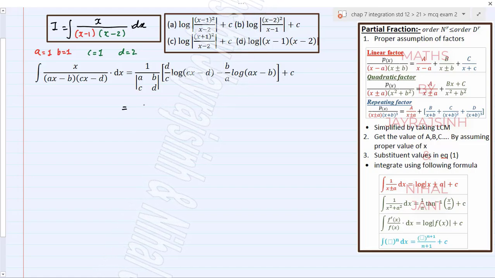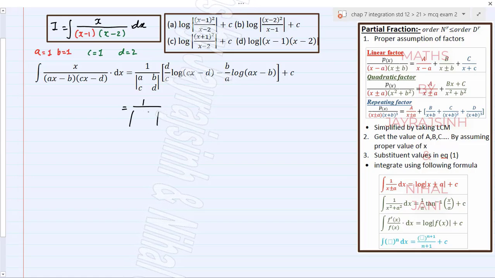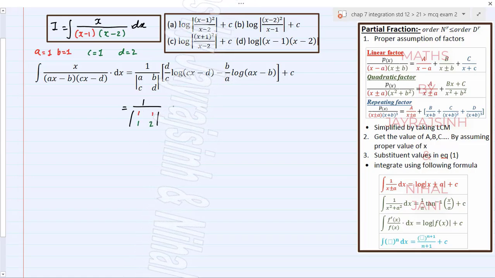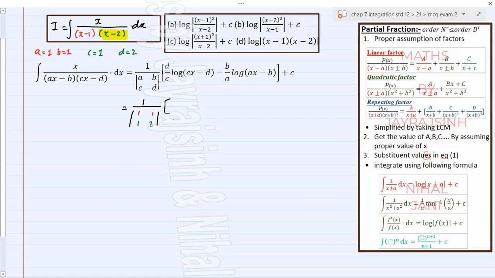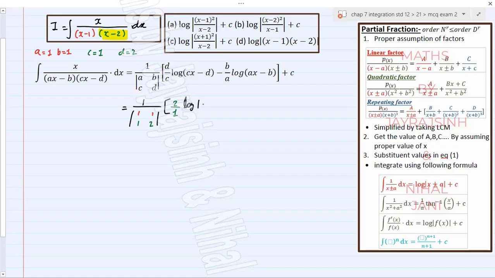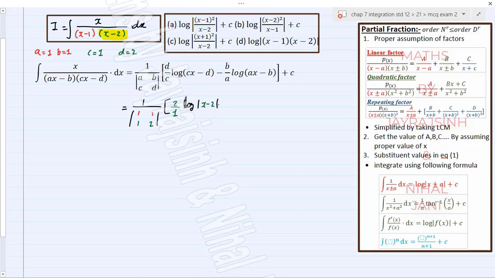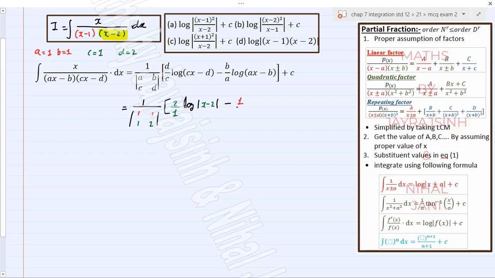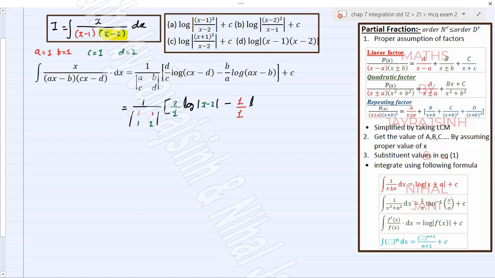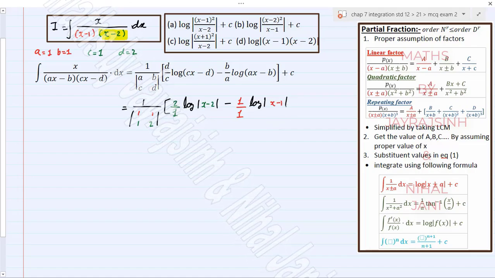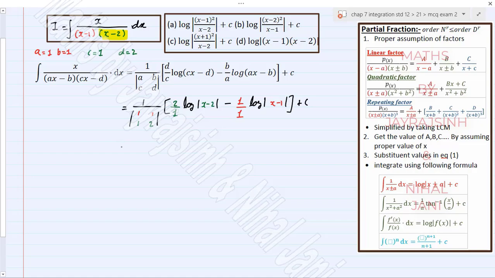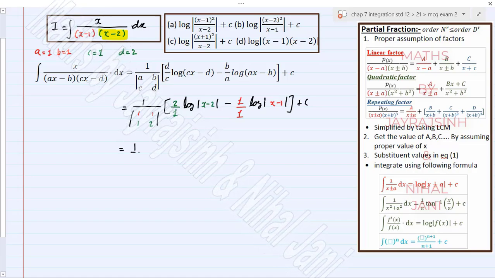So its answer will be 1 upon determinant of 1 1 and 1 2 into, in first term we have to select the second factor. So constant upon coefficient of x log mod our factor, which is x minus 2, minus constant upon coefficient of x log mod our factor, which is x minus 1, plus c. If we solve this determinant, we will get 1.